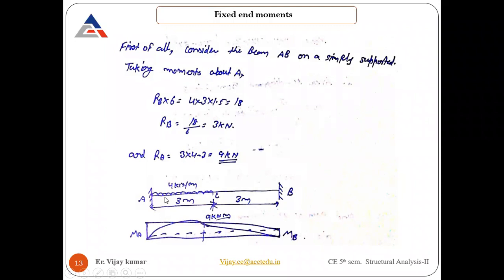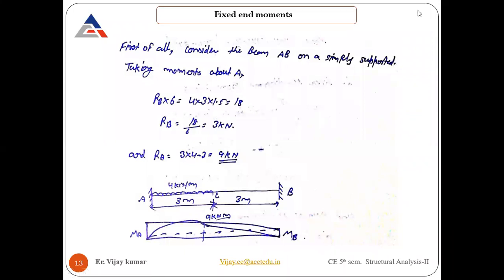Due to the UDL, we have a bending moment diagram that is a parabola. Afterwards, we have a straight line. So that is the diagram that needs to be drawn, right? So for RB, first of all we need to find the reaction. RB into 6, that is, the reaction at B into the length we require, is equal to 4 into 3. Convert it into a point load, which will act at the centroid.